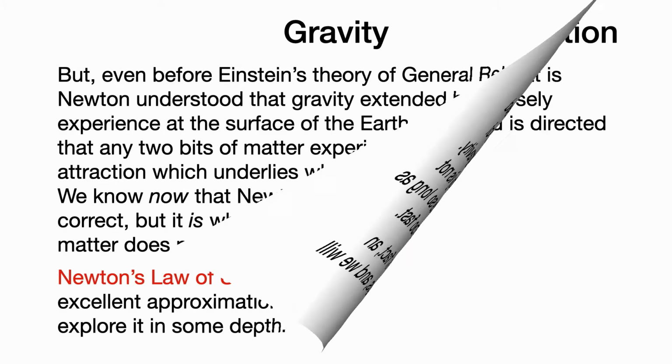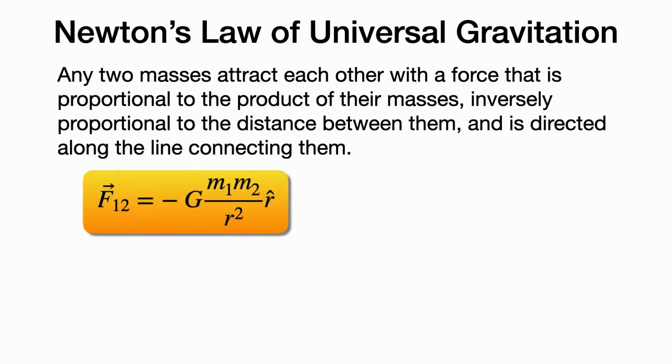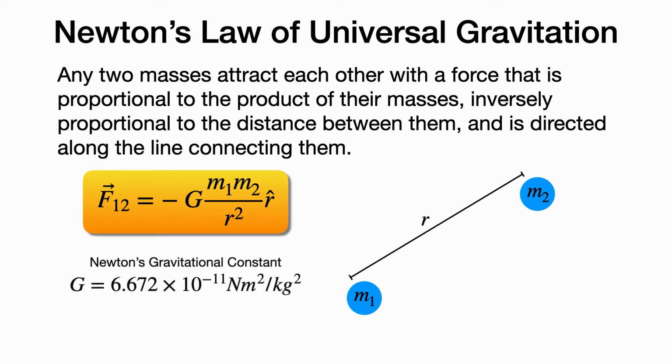Newton's law of universal gravitation says that any two masses attract each other with a force that is proportional to the product of their masses, inversely proportional to the distance between them, and is directed along a line connecting them. We can express this mathematically in the following form. In this, m1 and m2 are the masses of the individual point masses. R is the distance between the point masses, and capital G is Newton's gravitational constant.